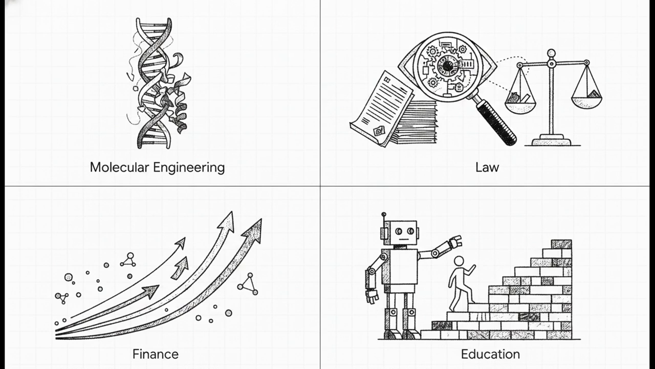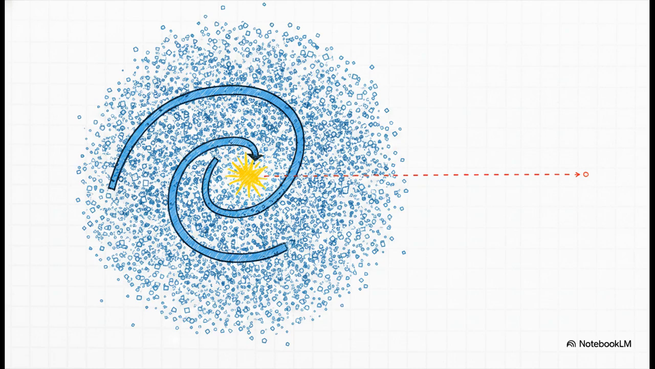In law, agents like Harvey AI ingest massive 2 million token context windows to synthesize case law and redline contracts. Over in quantitative finance, FinGPT processes alternative data for algorithmic alpha generation. And in education, systems like Conmigo act as Socratic tutors. They don't just give you the answer, they actively guide you through the latent space of a problem to actually help you learn.